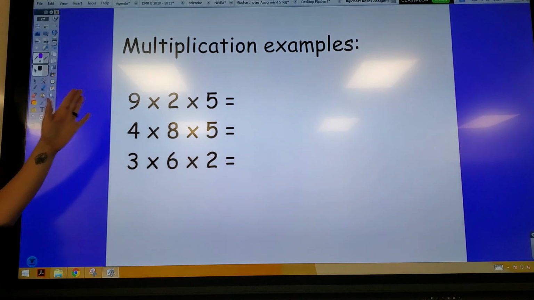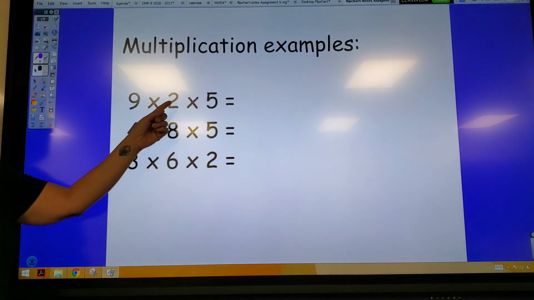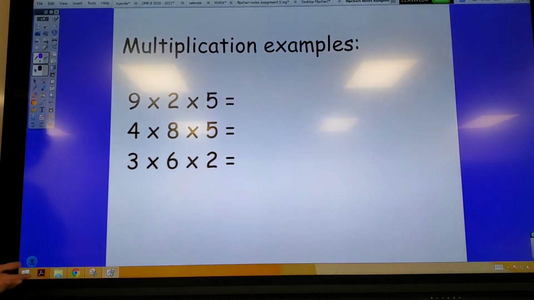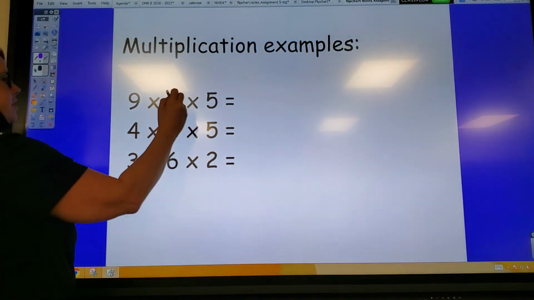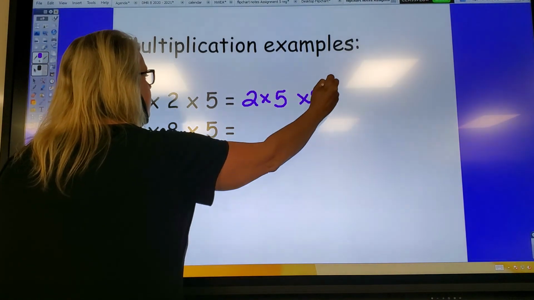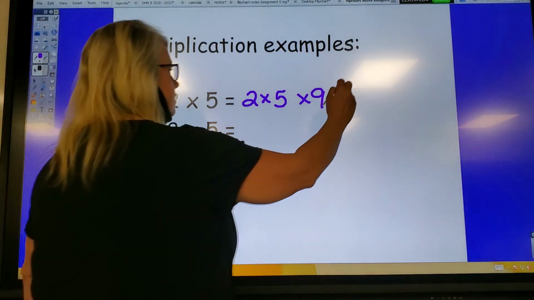Like in this first one, if we didn't switch the order around and we did 9 times 2 is 18 and then 18 times 5, then we could do that, but there's an easier way. It'd be a lot easier to do 2 times 5 and then times 9. Because what's the answer to that? 90.